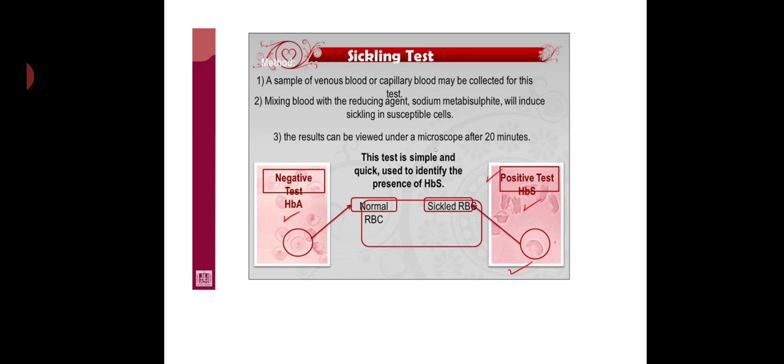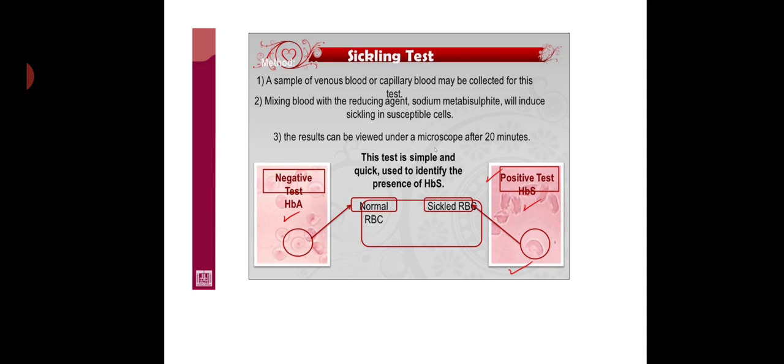Now what is sickling test? In sickling test, a sample of venous blood or capillary blood is collected. Then the blood is mixed with a reducing agent, for example sodium metabisulfite. That reducing agent will induce sickling in the susceptible cells, and the results can be viewed under a microscope after 20 minutes. So we have to leave the mixture of blood and reducing agent for 20 minutes, and then make a smear from that and examine it under the microscope. The test is simple, quick and used to identify the presence of sickle hemoglobin.